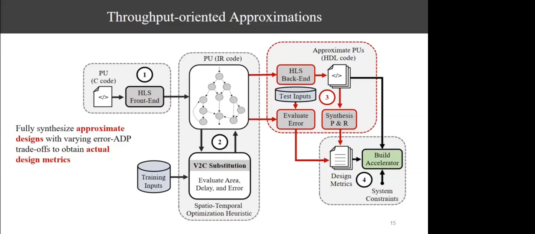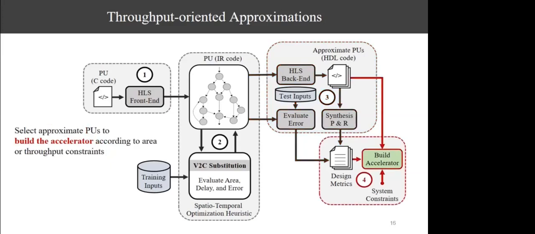The final error metric is obtained with a set of test inputs disjoint from the training set. Note that steps 2 and 3 can be iteratively repeated to obtain progressively approximated designs. Finally, in step 4, the final accelerator architecture is built following the global system constraints. For example, given the available area, the designer can choose the most appropriate error throughput trade-off, or, given the required throughput, choose an adequate error area trade-off.